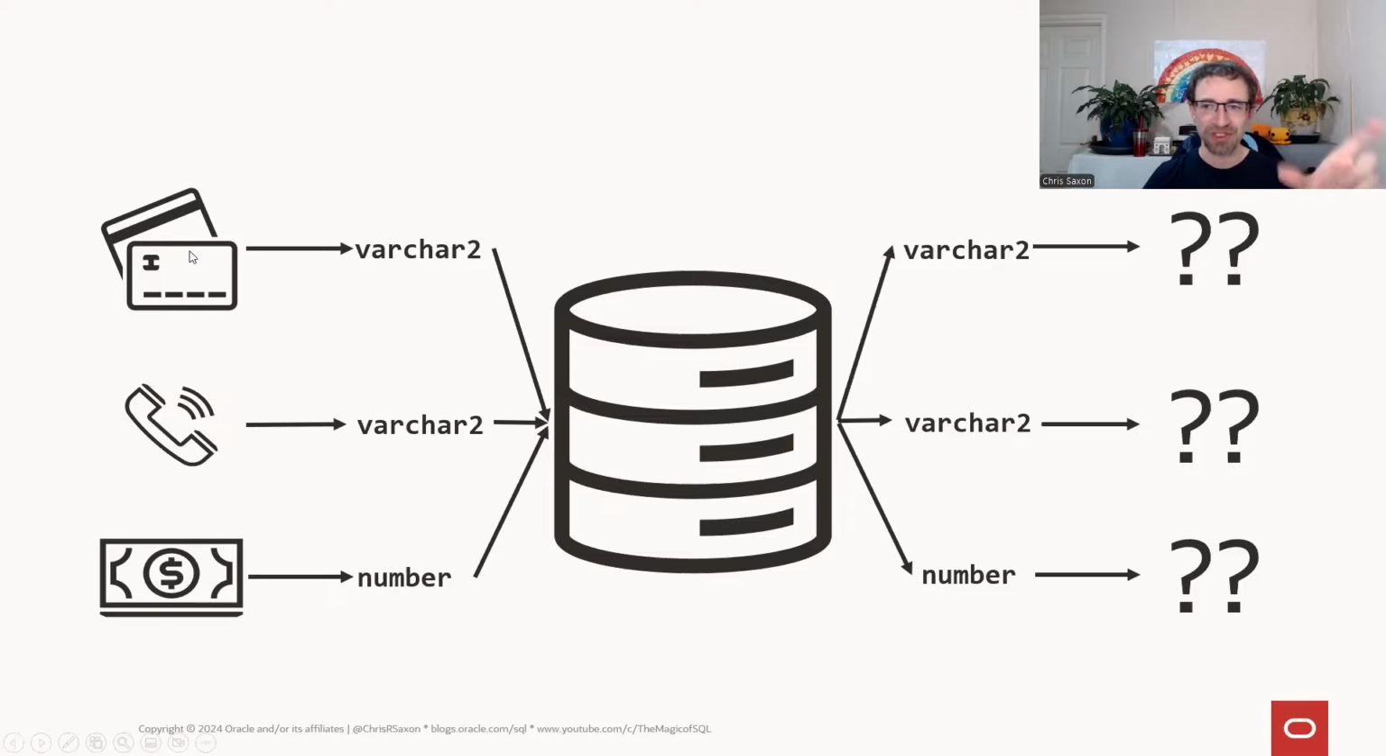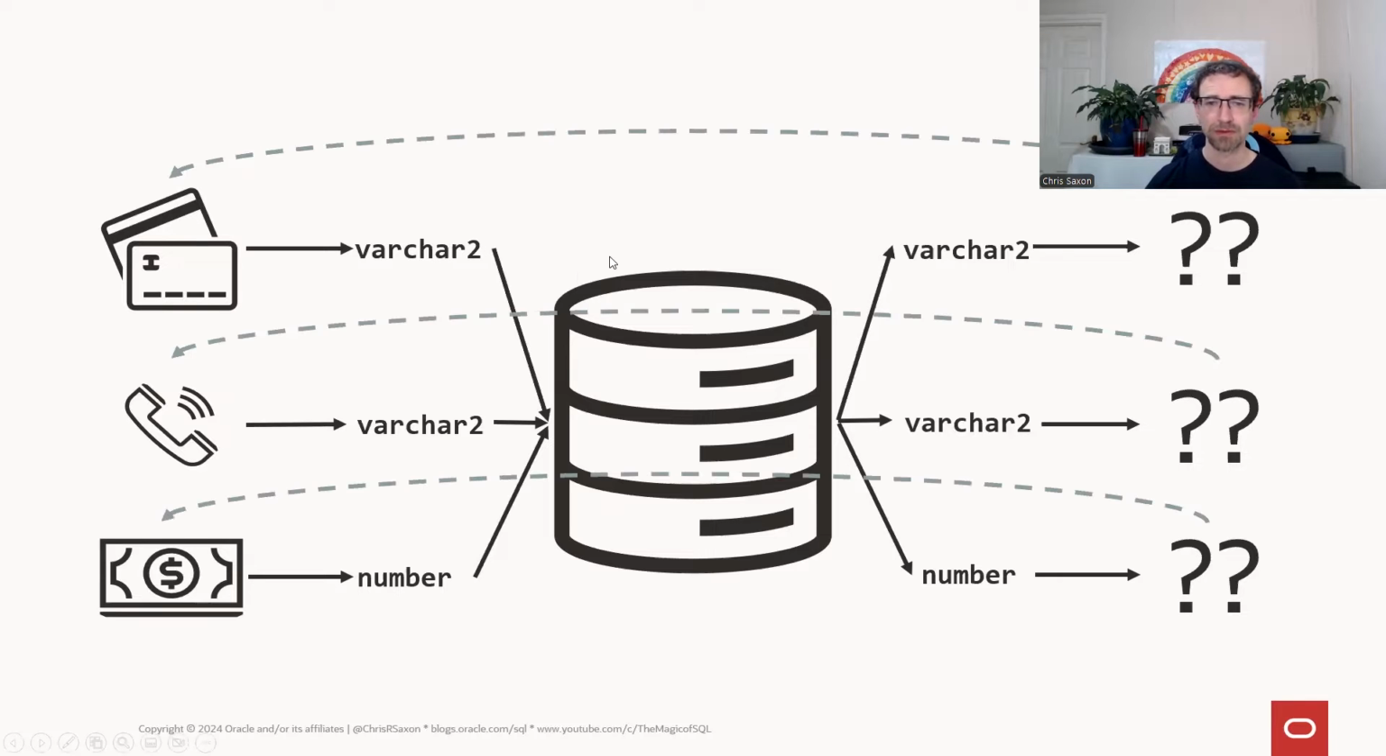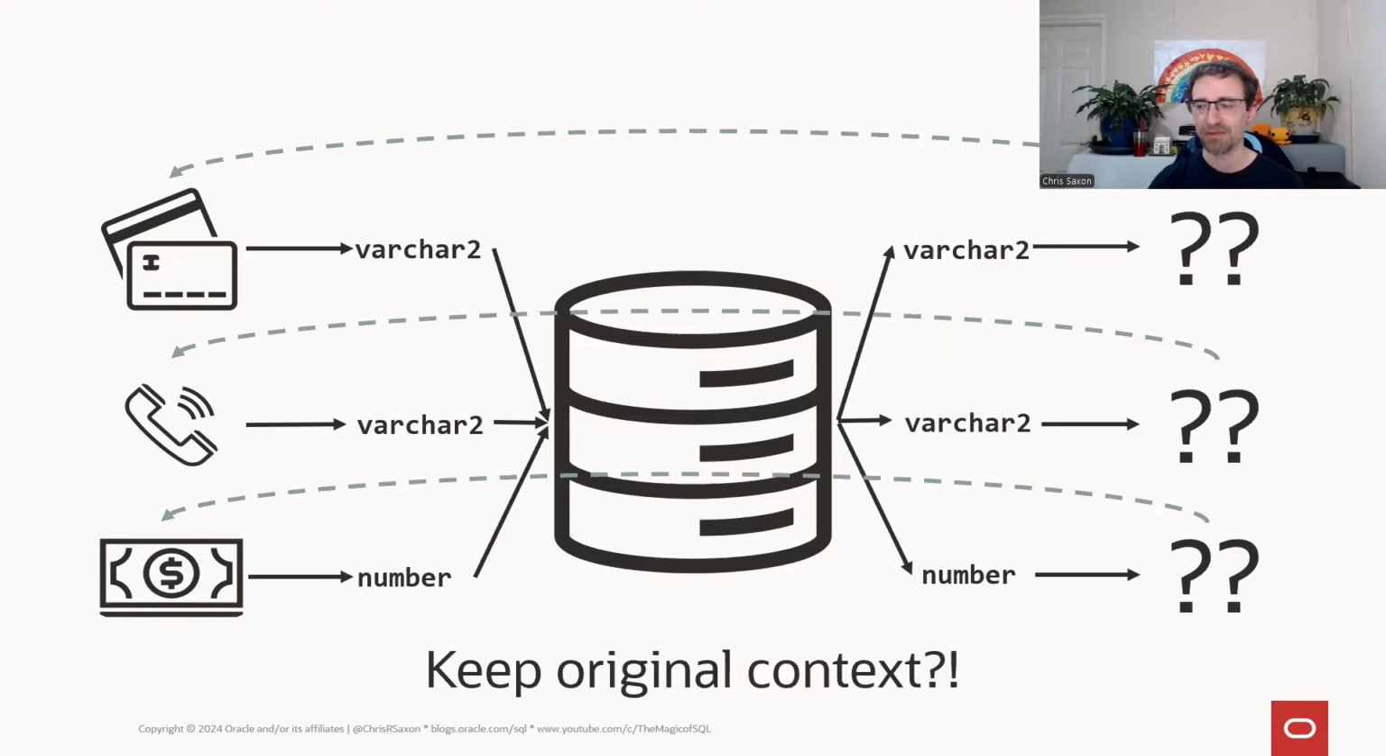A credit card number has to be 15 or 16 digits. Phone numbers have particular formats depending on your country. So we've lost the context of how we display the values. There may also be rules about how we actually store these values as well. Only certain numbers are actually valid credit card numbers, for example. So how can we keep this original context of the values?